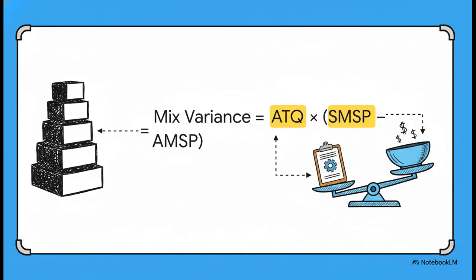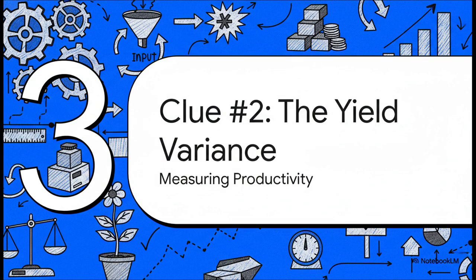Okay, let's not get scared by the formula. It's actually pretty simple. ATQ is just the actual total quantity of all the stuff you used. The interesting part is in the parentheses. Think of SMSP as your planned average cost per unit of your recipe, and AMSP is the average cost of the recipe you actually used. So the formula just figures out if your actual recipe was cheaper or pricier than you planned, and by how much. All right, let's move on to our second clue.